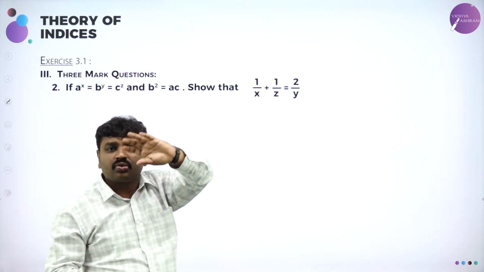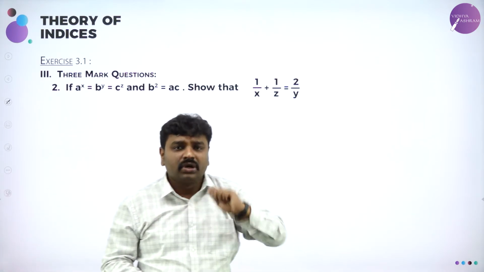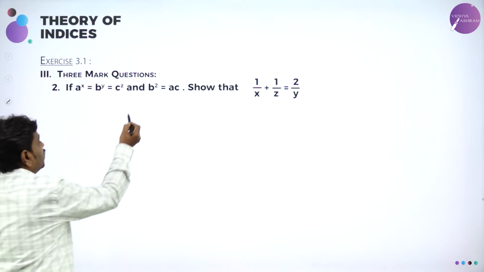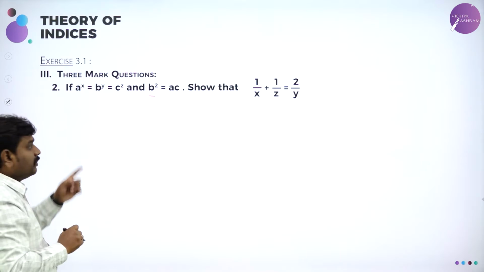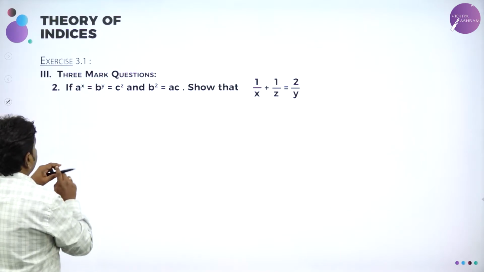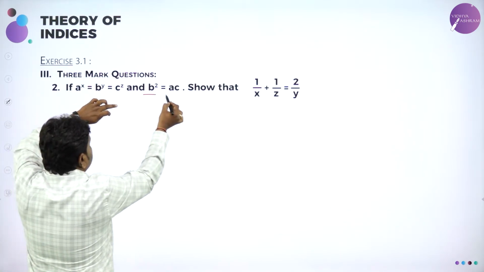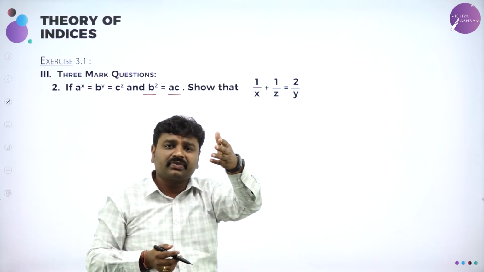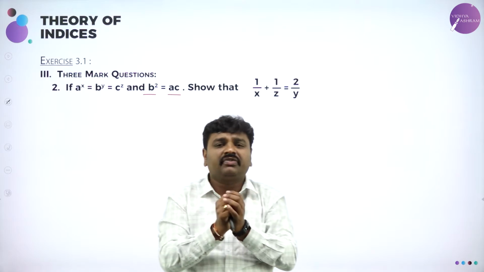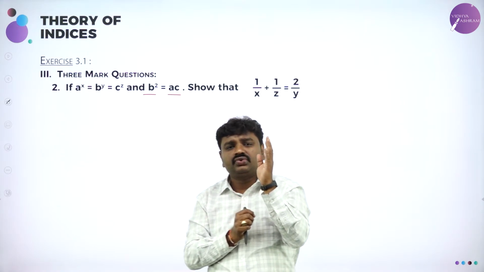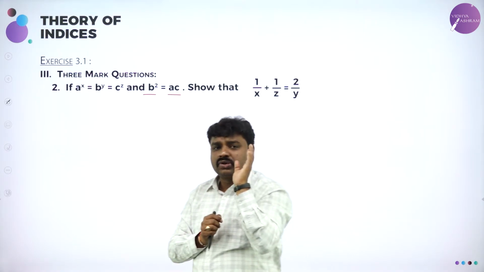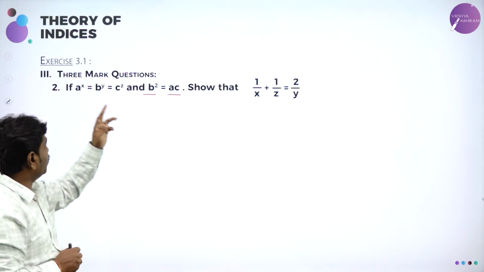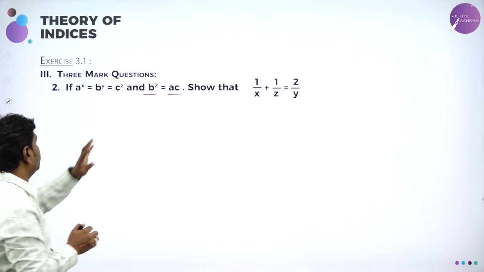Always our target is to make bases same. To make the bases same, get every term in terms of one base. Here I will decide b is the base. Since b² is ac, get a and c also in terms of b. Law of indices can be used only if the bases are same. So to make the bases same, I will convert a in terms of b and c also in terms of b.